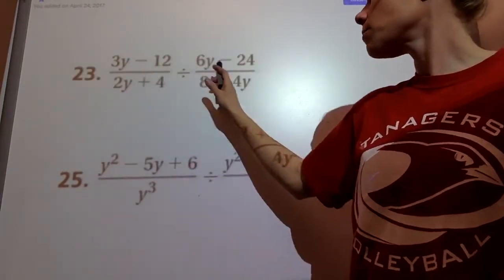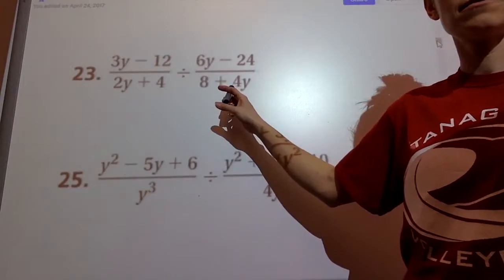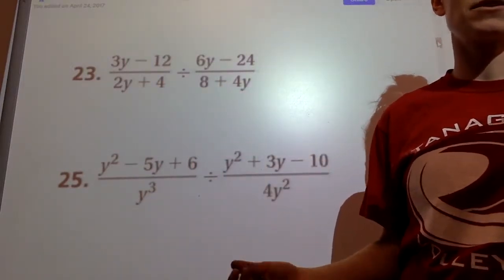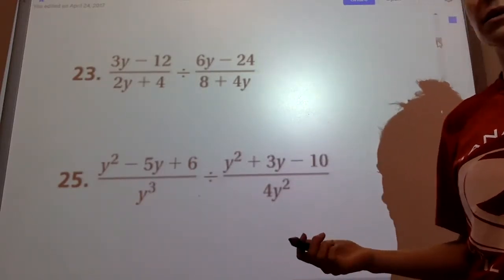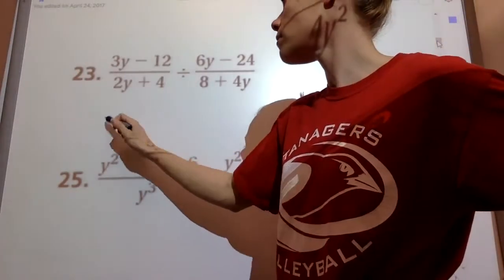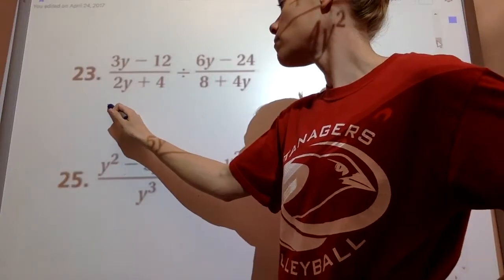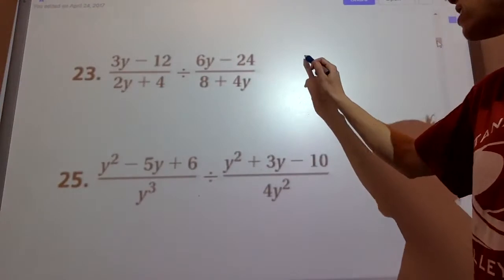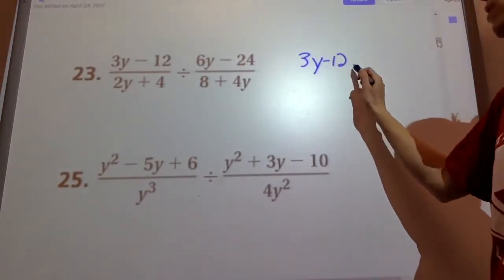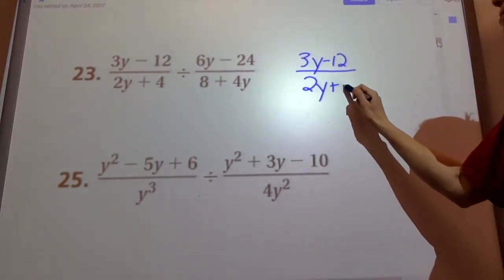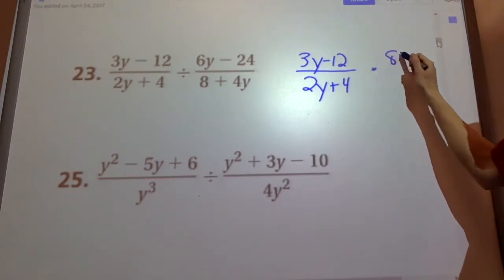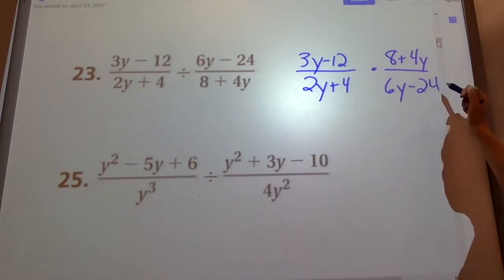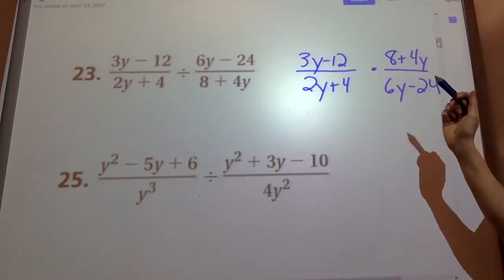Let's factor. These are polynomials now, so we need to factor. I guess it's up to you if you'd rather flip first then factor or factor then flip. It doesn't matter. We can flip first. So this would be 3y minus 12 over 2y plus 4, but then it's going to become multiply 8 plus 4y over 6y minus 24, right? You're just flipping the second one.